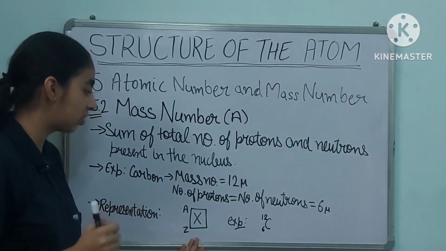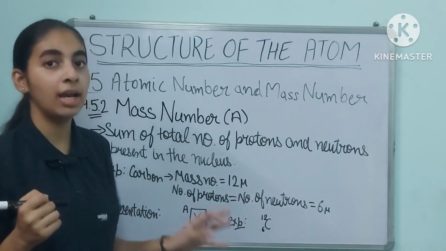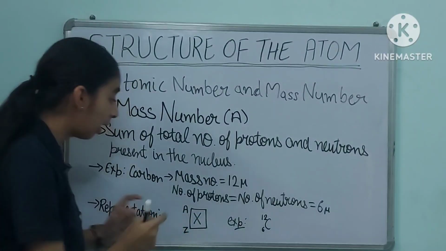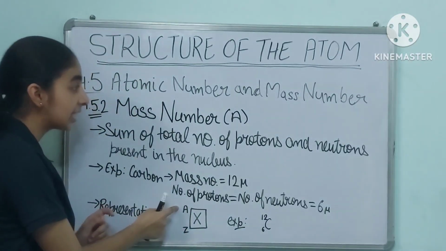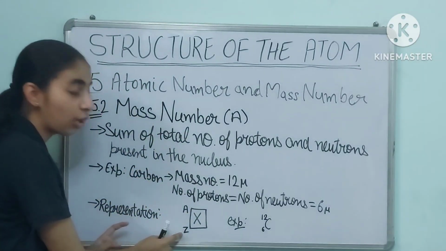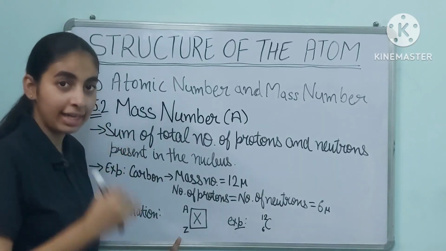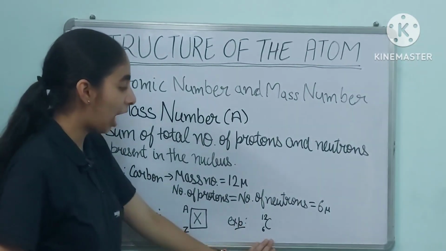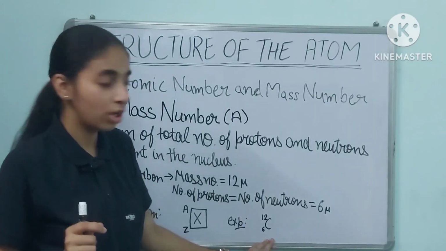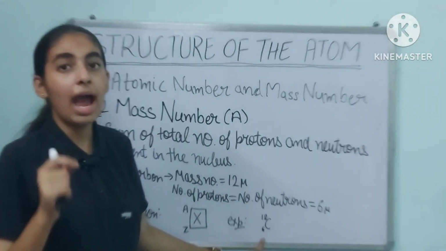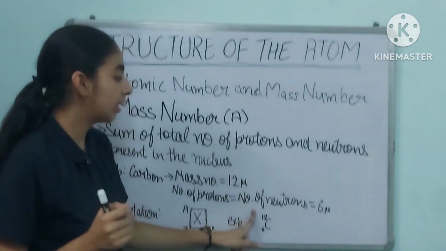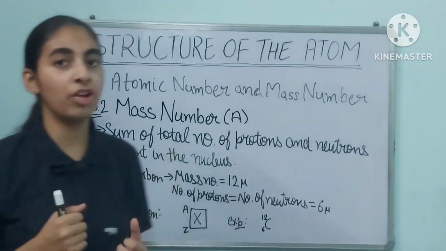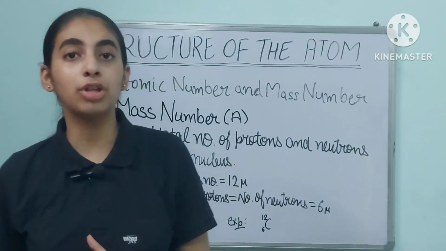So this is a representation. X is the symbol of an element, like carbon C, magnesium Mg. On the upper side, A is the mass number and Z is the atomic number. We write the atomic number at the bottom, and at the top we write the mass number. For example, carbon's atomic number is 6, so we write it at the bottom, and the mass number is 12 u, so at the top we write 12 u. In this way we have to calculate the mass number and atomic number.